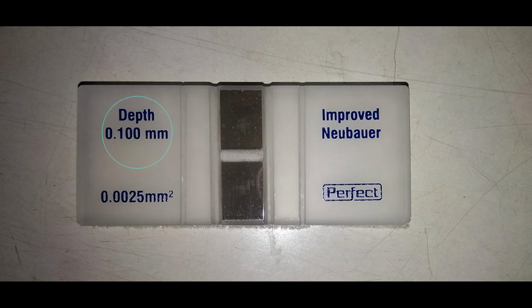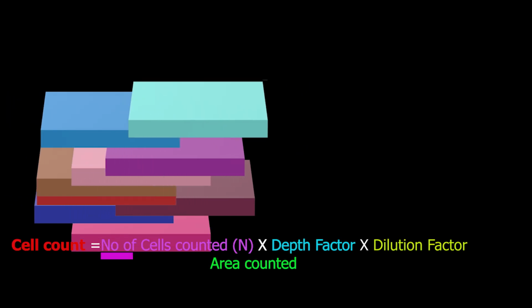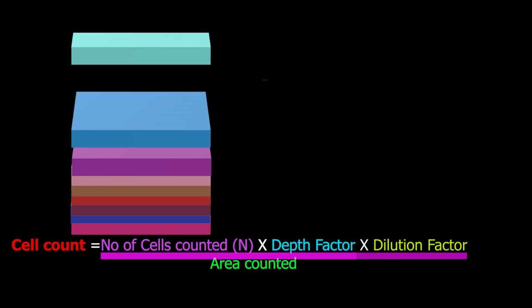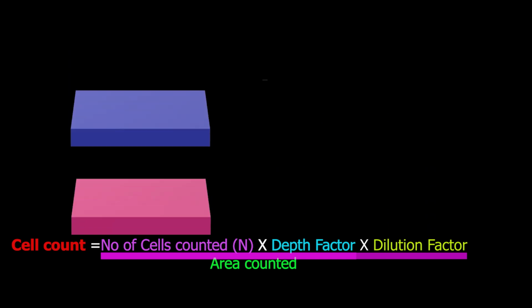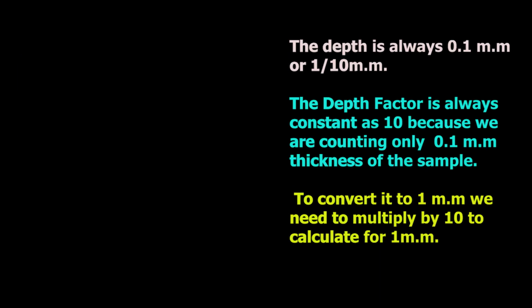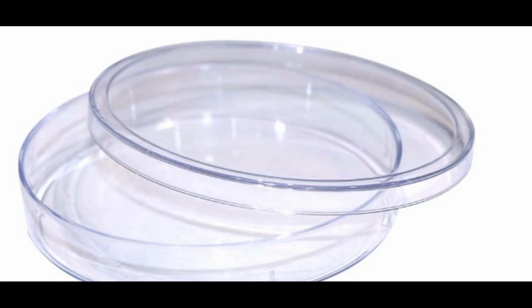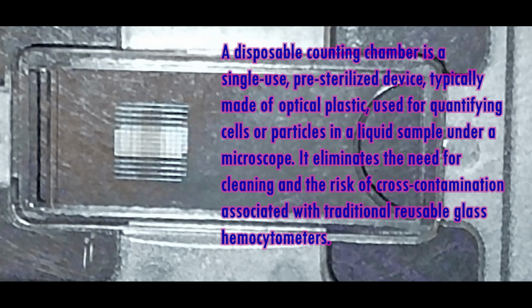Different depth counting chambers are available for research purpose. So for calculation of cubic millimeter, the height is not 1 millimeter, but it's 0.1 millimeter. So when we calculate for cubic millimeter, we need to multiply by 10. The reason for counting 1/10 of the millimeter is to make the cells visible in thin single layer. That's the reason we keep the charged chamber in a petri dish for few minutes to settle so that we avoid the recounting of the same cells. The depth factor is stable as 10.